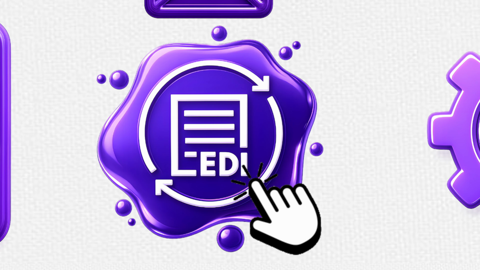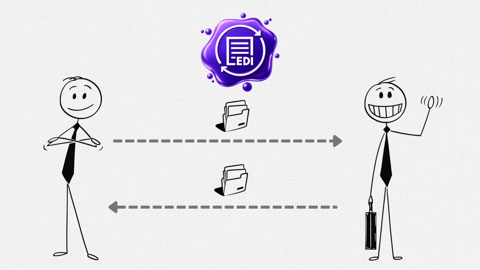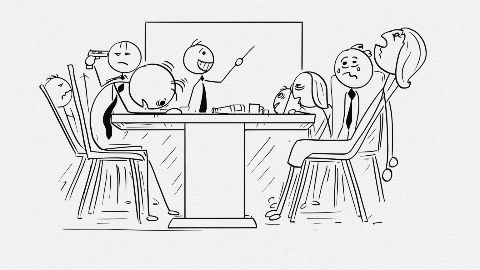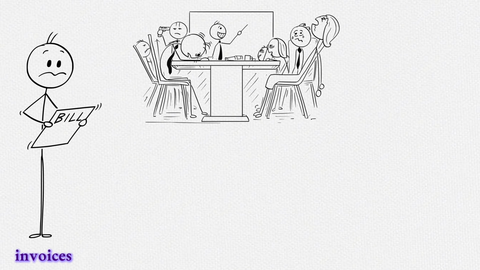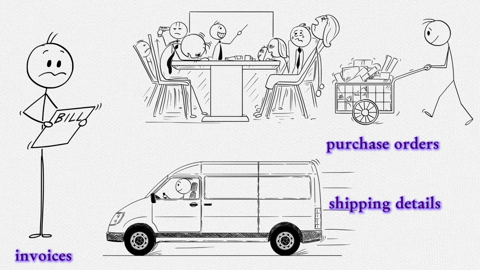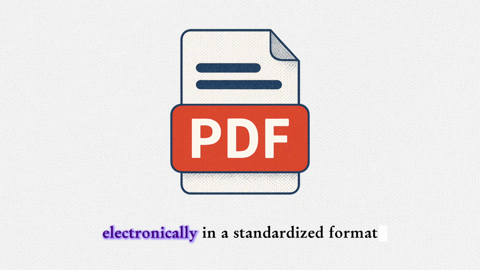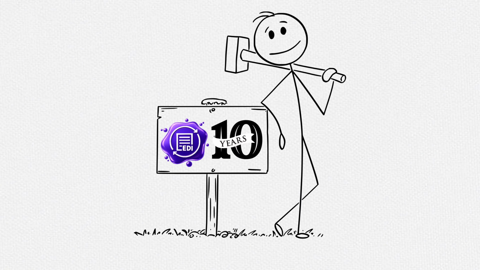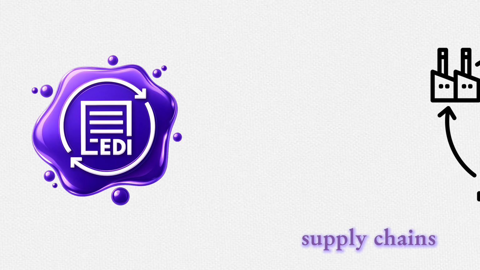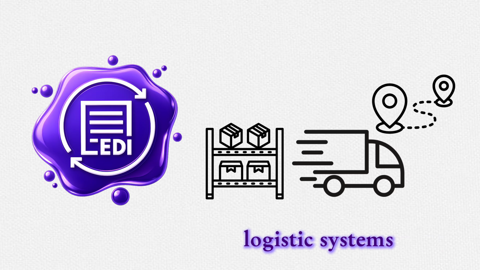Finally, EDI is used for structured data exchange between businesses. It allows companies to exchange documents like invoices, purchase orders, and shipping details electronically in a standardized format. EDI has been around for decades and is still heavily used in supply chains, retail, and logistics systems.